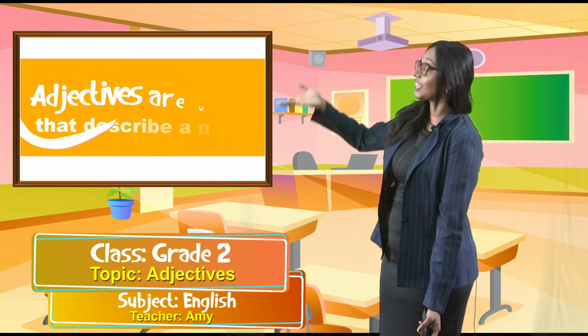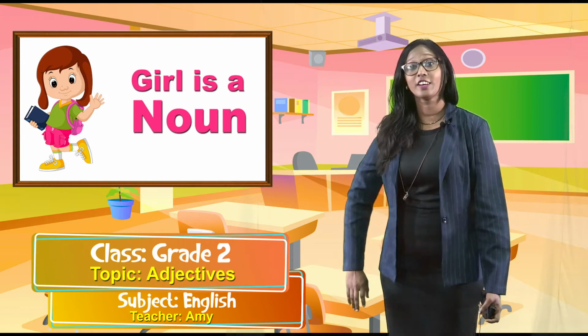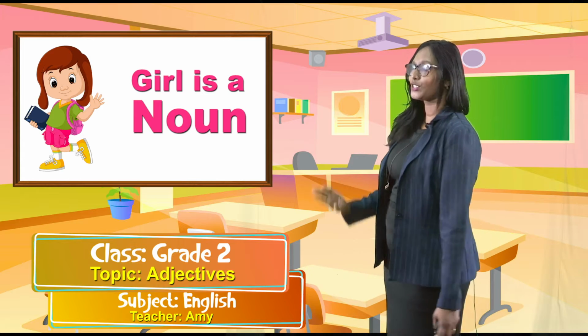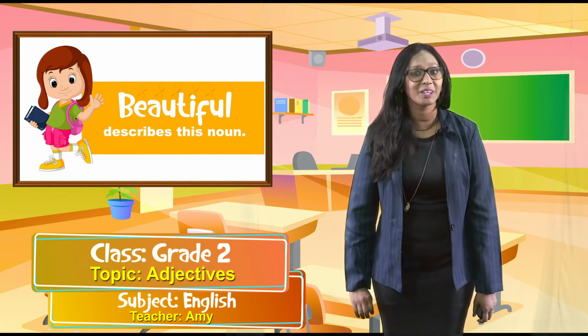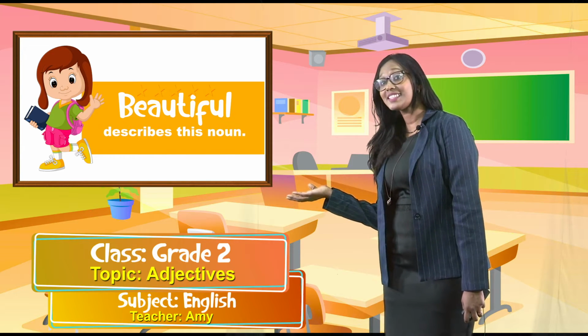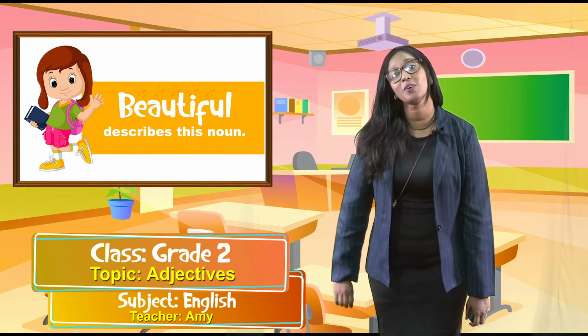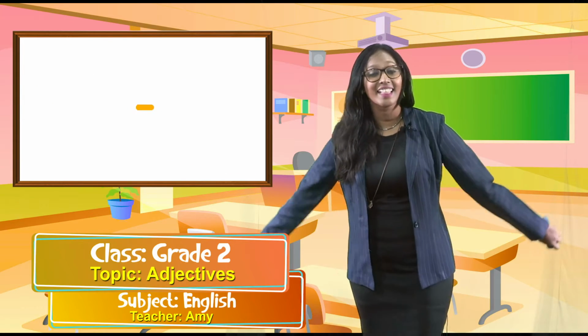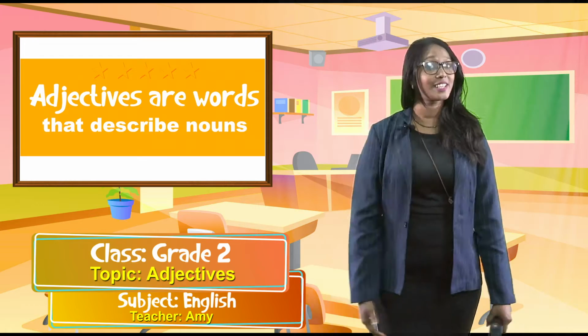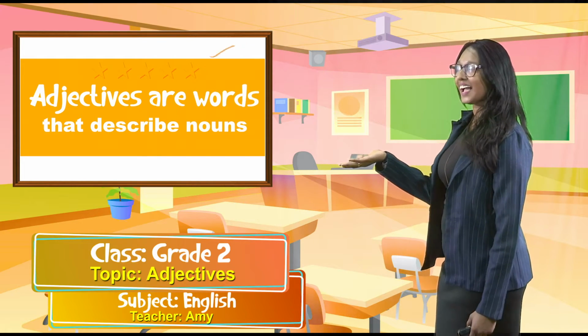Now, let us take a look at this girl. The girl is a noun. Isn't she beautiful? Now, beautiful describes this noun. So, beautiful is called an adjective. Okay? Now, adjectives are words that describe nouns.